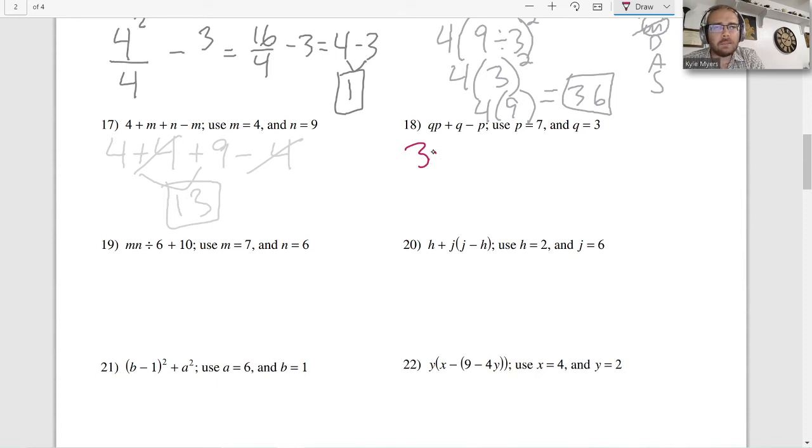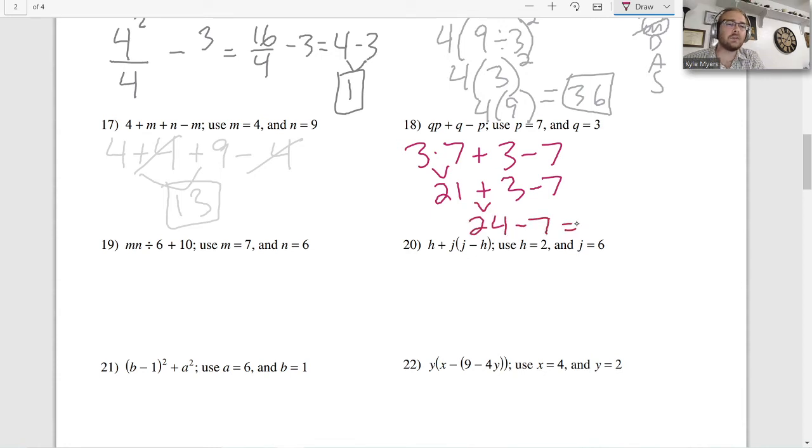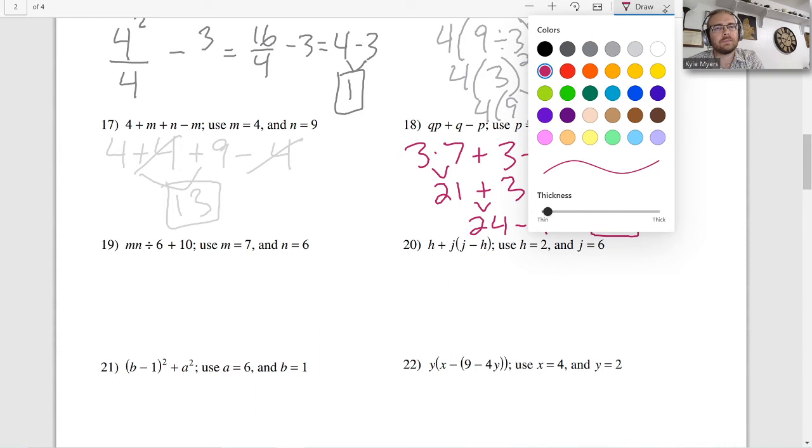So Q is 3, P is 7, plus Q is 3, minus P is 7. So we're doing that 3, 7, 3, 7 thing. 4, 9, 4, 9. All right, we're going to do PEMDAS. Ha, shocker. We're going to do parentheses. Nope. Exponents. Nope. Multiply. And then plus 3, minus 7. 21 plus 3 is 24. 24 minus 7. 24 minus 4 is 20. Minus 3 more is 17. So that is the answer to that.